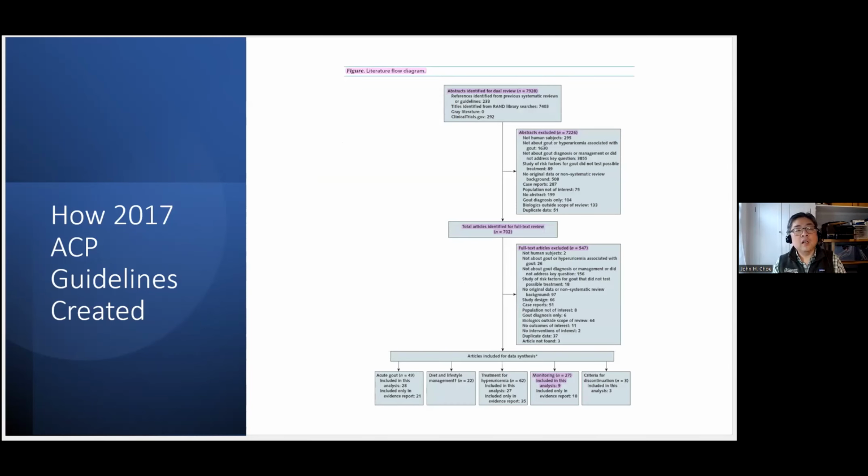So in their systematic review for this particular question, I know it's really small on your computer there, and I'm not intending for you to look at it in a whole lot of detail, but like a regular systematic review, they started off with a search strategy. They had a lot of search terms. They narrowed down the 7,900 articles to 702 articles. Then they reviewed them, and out of those 702 articles, they found 27 that related to this question about monitoring uric acid level. Of those, 9 were included for this analysis.